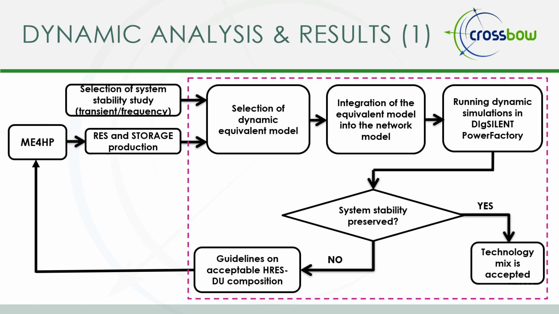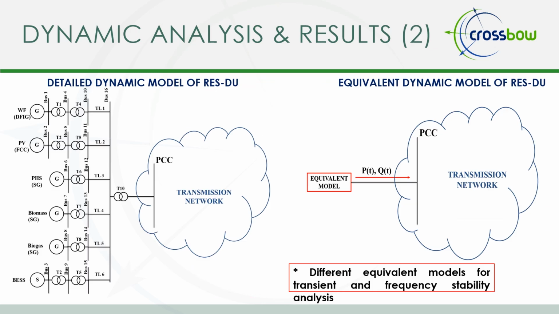The output of the manager energy for hybrid plants algorithm, for example, the production of individual systems in the REST dispatchable unit, and the chosen system stability study enable the selection of the adequate equivalent model from the library of models. The equivalent dynamic model is connected to the transmission network at the point of common coupling.